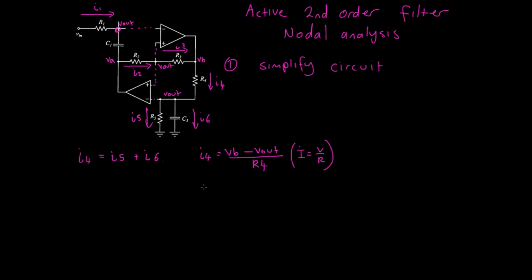So I5 is much easier. That's just going to be V out minus 0 if you want to go nuts, over R5. And I6 is going to be just the normal current through a capacitor, which will be C5, and then the change of voltage over the capacitor with time, which we're going to call dC5/dt.